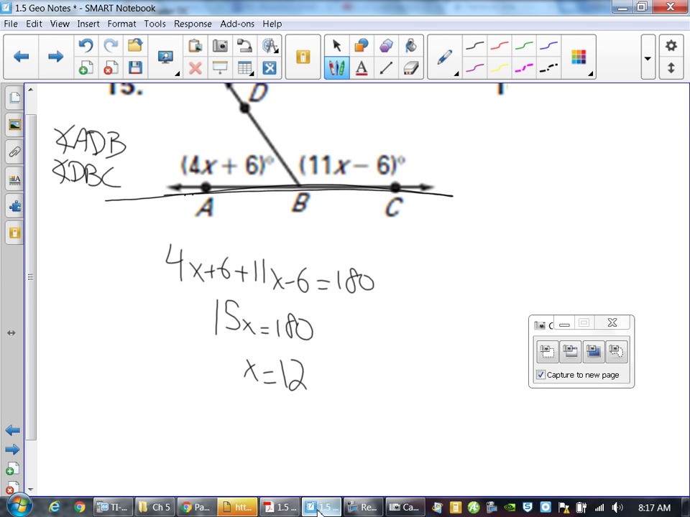What do you do with that 12, then, ladies and gentlemen? You plug it in for x. Exactly. So double 12, what do you get? Double it again, you get 48. 48 and 6 is 54. We got 54 there.